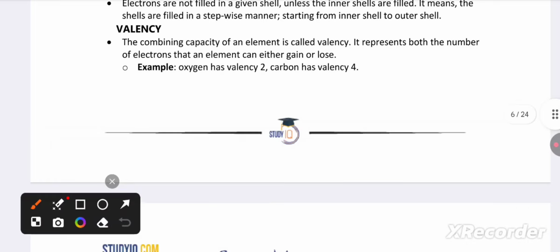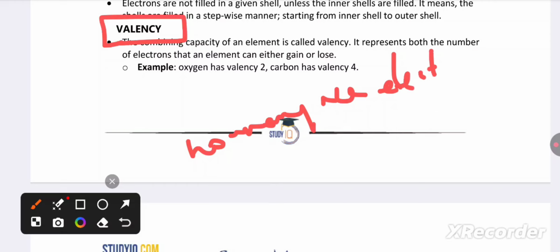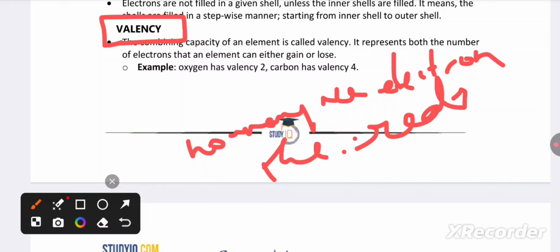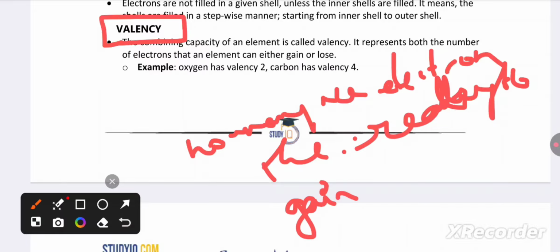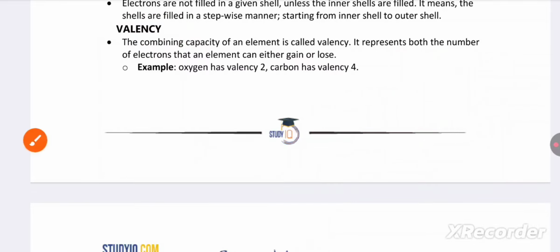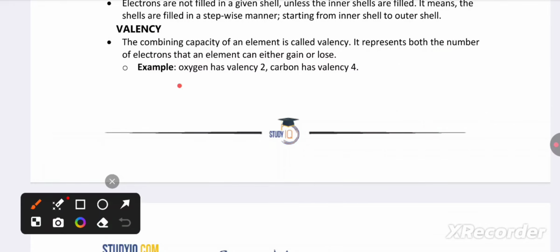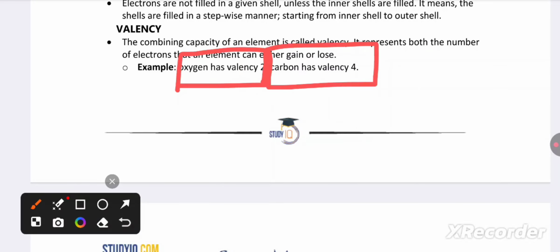Valency is nothing but the number of electrons an element is ready to gain or lose. For example, oxygen has valency 2, carbon has valency 4. That's it.